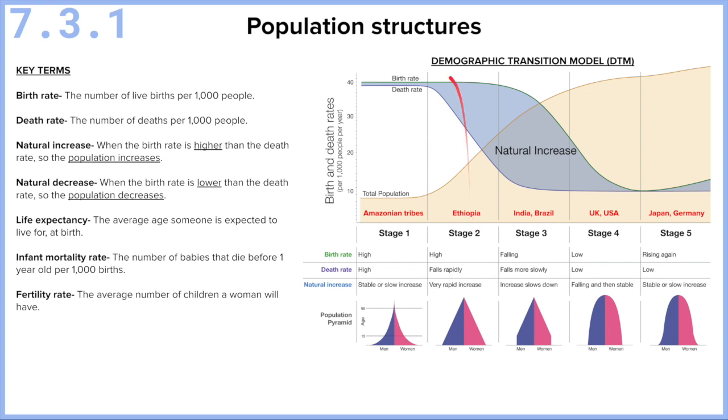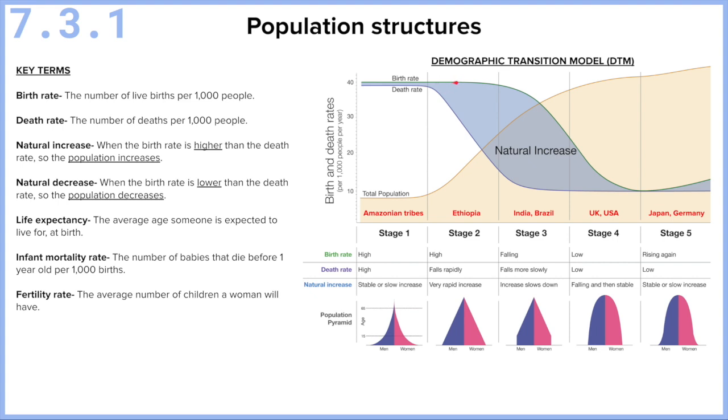As we move into stage 2, you can see here that the birth rate stays really high, but the death rate starts to drop off really quickly. So what's happening here is we're starting to see some more education going in and some healthcare going in, which is going to reduce the death rate.